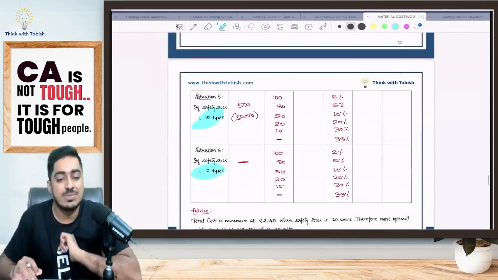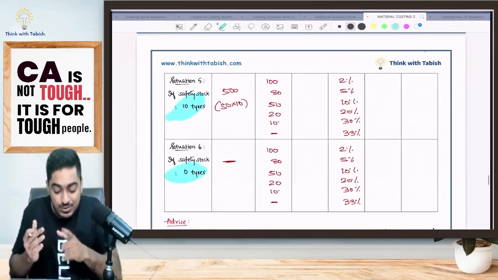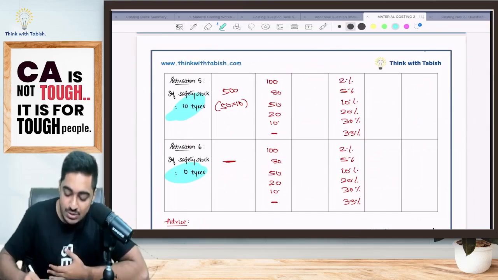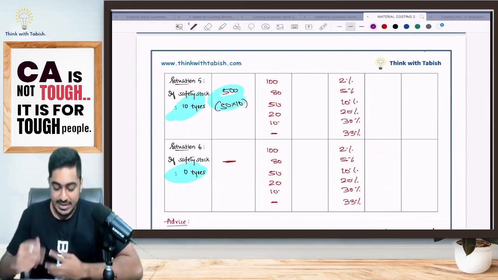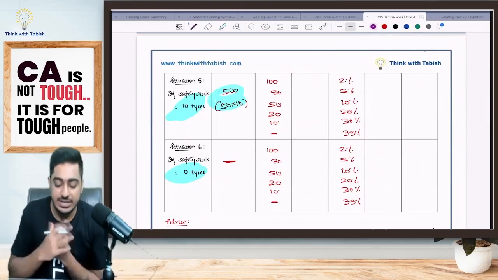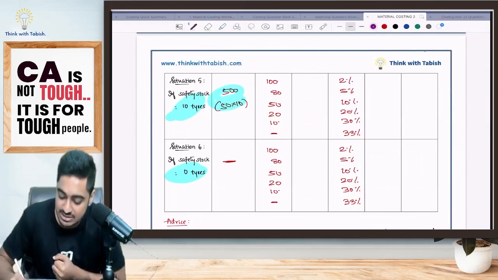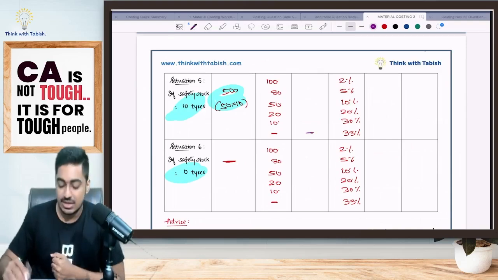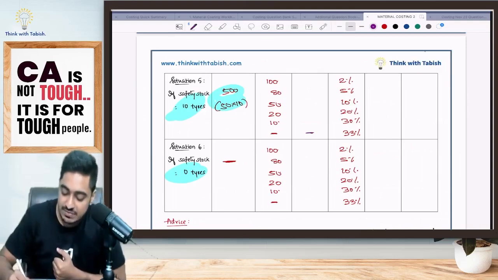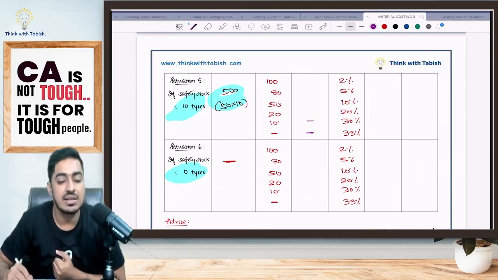So fifth situation I am telling, I will keep only 10 tires and see what will happen. What is the advantage? My carrying cost is 500 only. But now chance of stock out is more. I kept only 10 tires with me. Yes, pay attention. Customer did not come. Am I having tension? No. Customer came and asked for 10 units. Am I having tension? No.